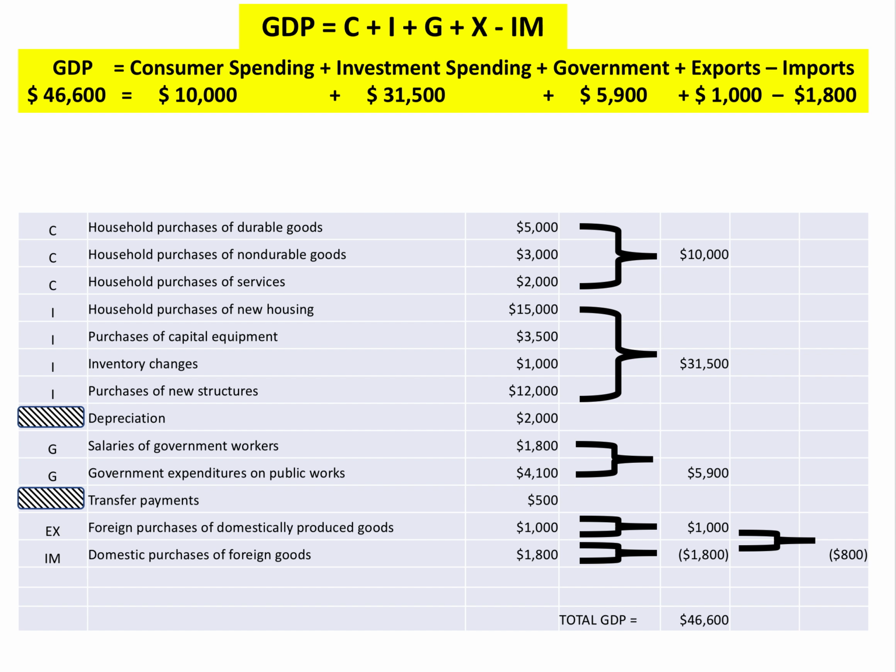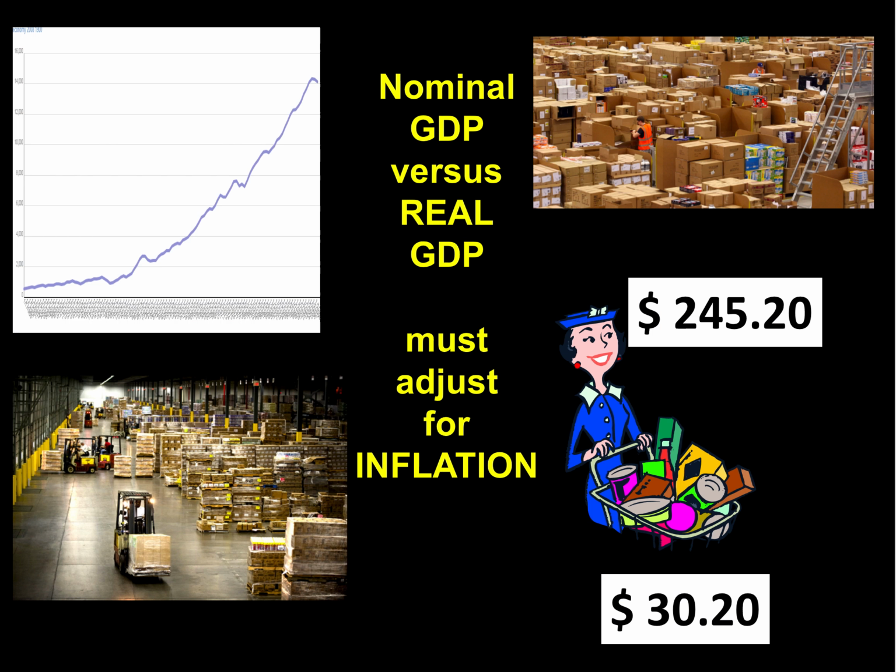Then we have the government expenditures, which is the labor, in other words, what they're paying to all the government workers, and then any government expenditures on public works or what have you. And then finally, we have to take what we export to other countries, but we also have to subtract out anything that we import from other countries to come up with that total gross domestic product for the country.